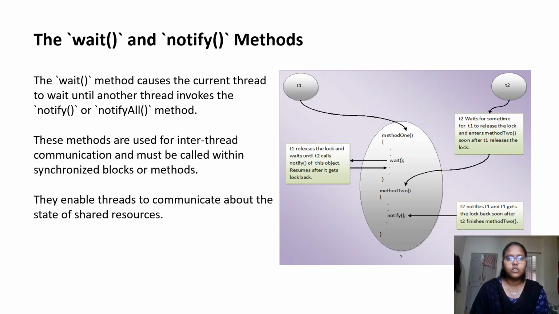So, the wait and notify methods. The wait method causes the current thread to wait until another thread invokes the notify or notifyAll methods. These methods are used for inter-thread communication and must be called within a synchronized block or method. They enable threads to communicate about the state of shared resources. Here is the syntax of the wait and notify methods: method 1 uses wait, method 2 uses notify.